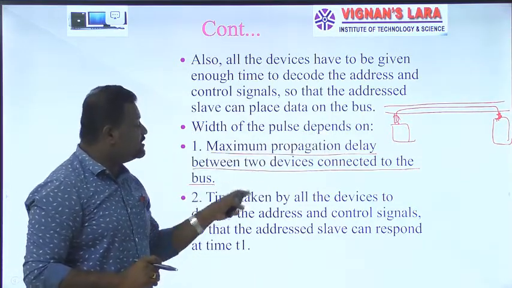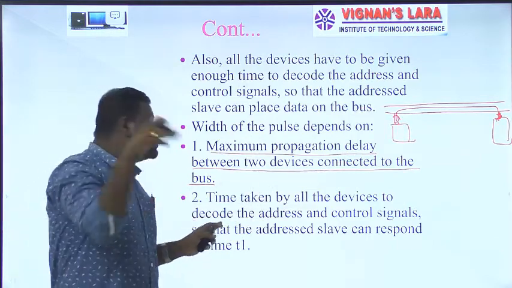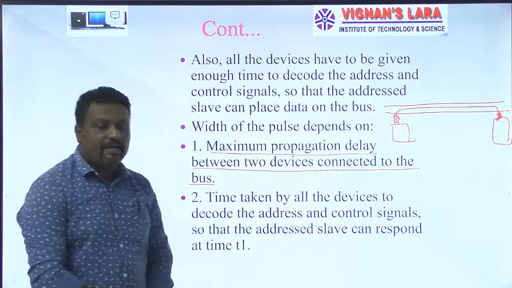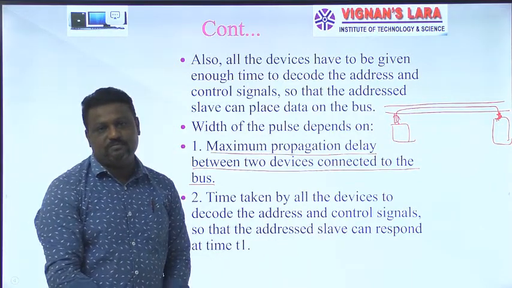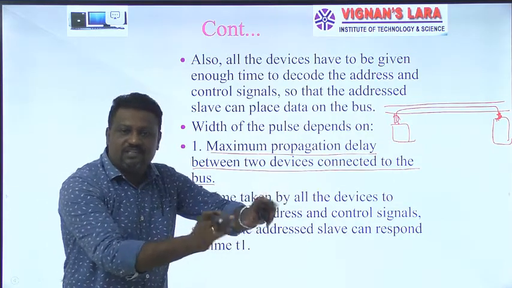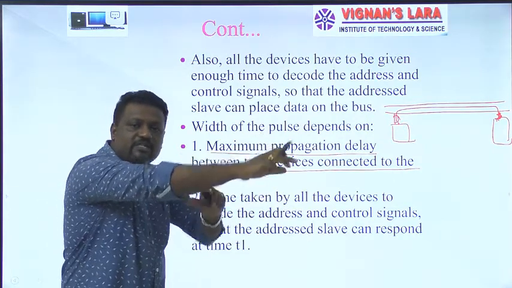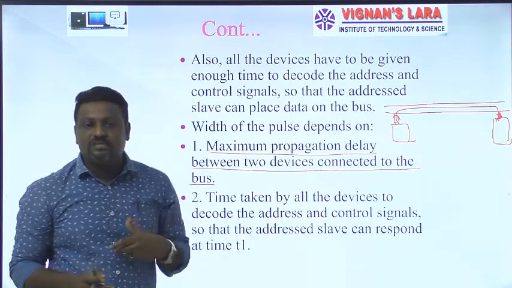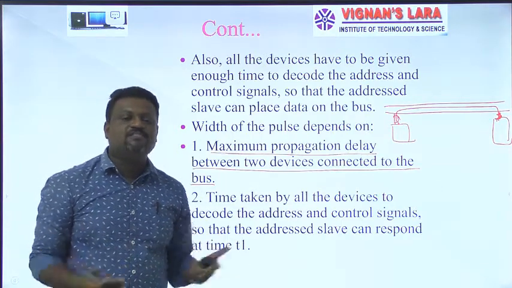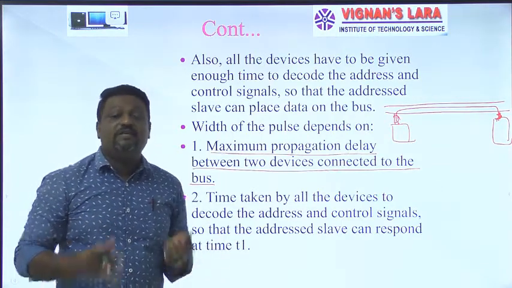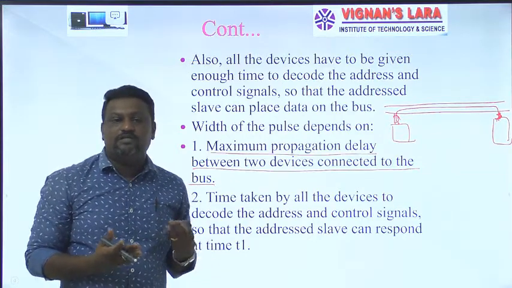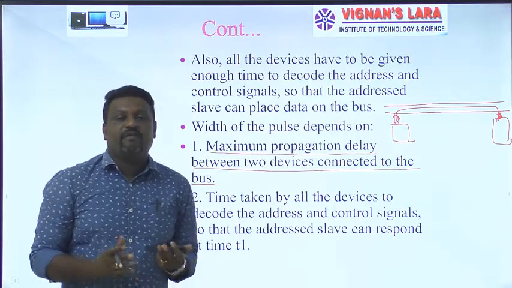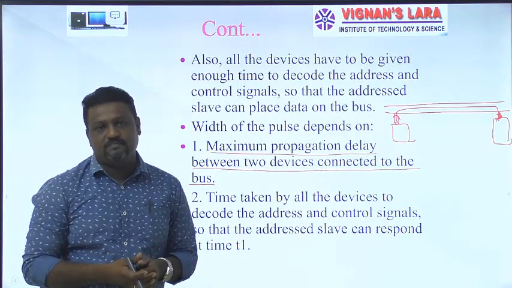The second thing is the time taken by all devices to decode the address and control signals so that the addressed slave can respond at time t1. The first thing depends purely on the propagation delay once the devices receive the address and control signals. Number two is the decoding time. Once the devices receive the address and control signals, they take a certain amount of time to decode them. According to those control signals, the corresponding slave can respond to the master signals.